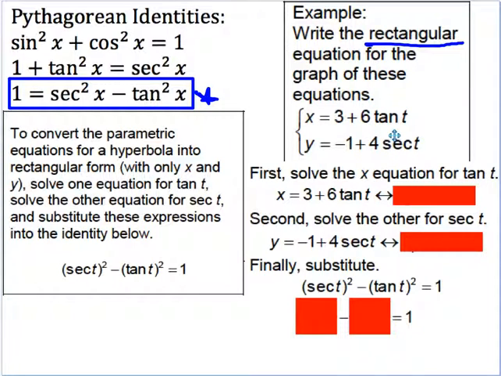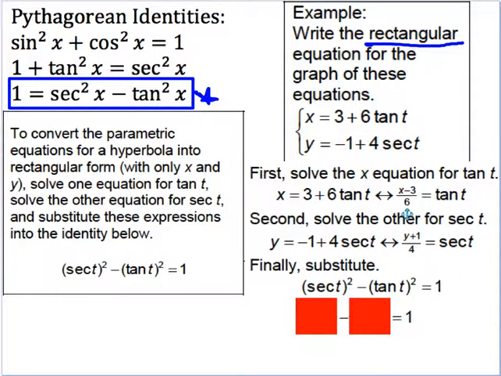All right, so now the process that we used for the ellipse and sine and cosine is the same process for tangent and secant. You're just solving for tangent t and solving for secant t. Okay, so you're going to subtract by 3, divide by 6. So then tangent t becomes x minus 3 divided by 6, and then secant will become, add 1, divide by 4, so y plus 1 divided by 4.